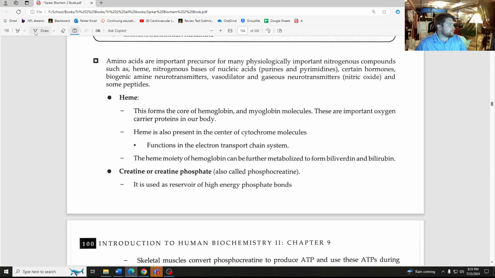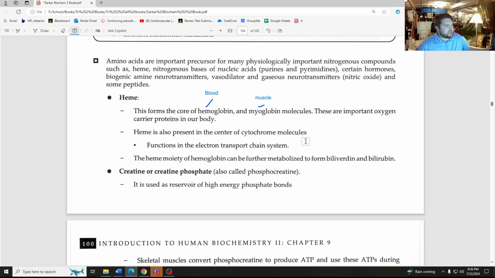So heme forms the core of hemoglobin as well as myoglobin molecules. Remember, hemoglobin is the one that is found in the blood. Myoglobin is the one that is found in the muscle, and its function is to carry oxygen and get oxygen around, so they're the oxygen carrier proteins in our bodies. They also are responsible for carrying out the carbon dioxide, so while we do dissolve some of it directly into the blood, our hemoglobin, myoglobin will bind the carbon dioxide as well in order to get it back to the lungs so that we can breathe it out.